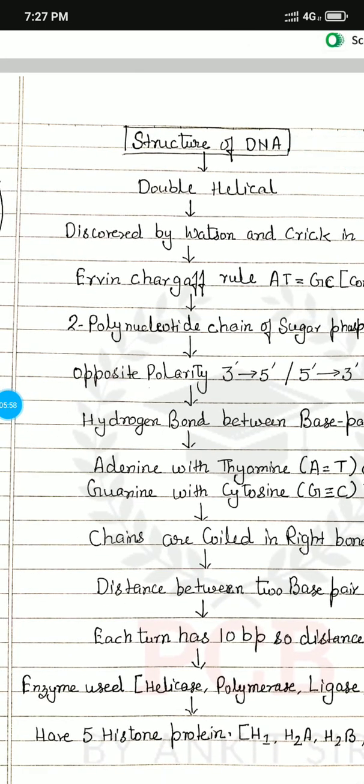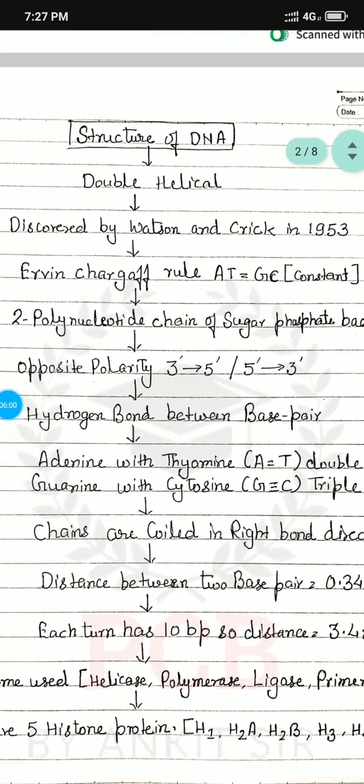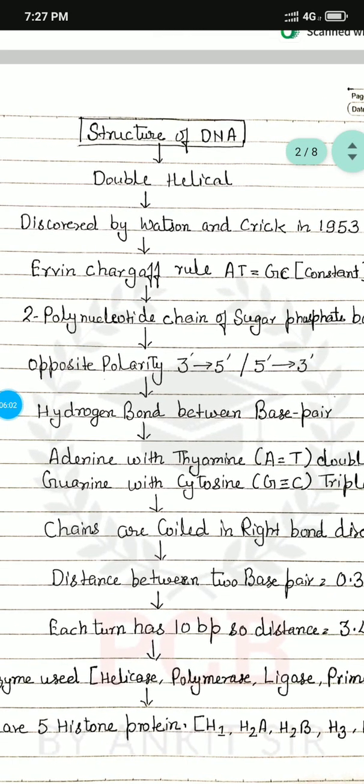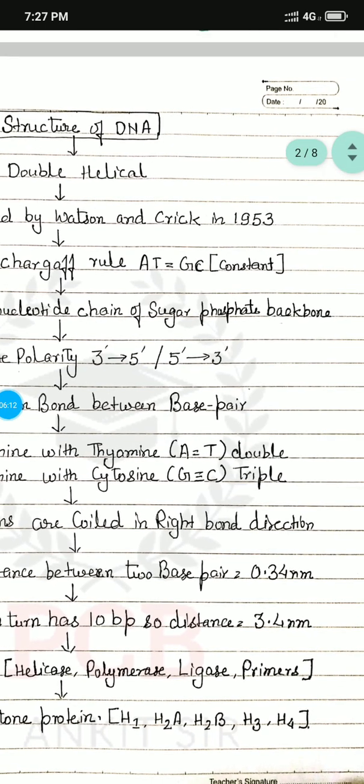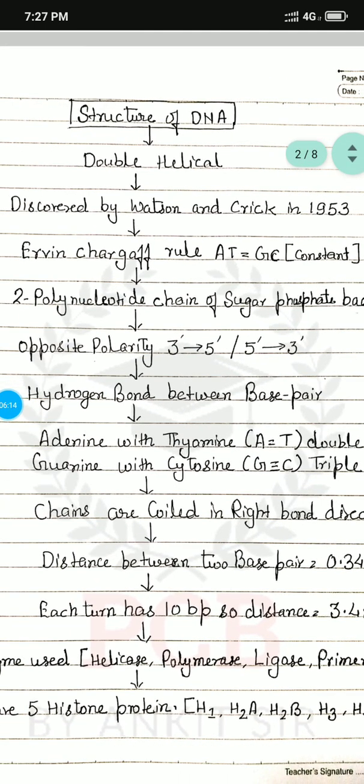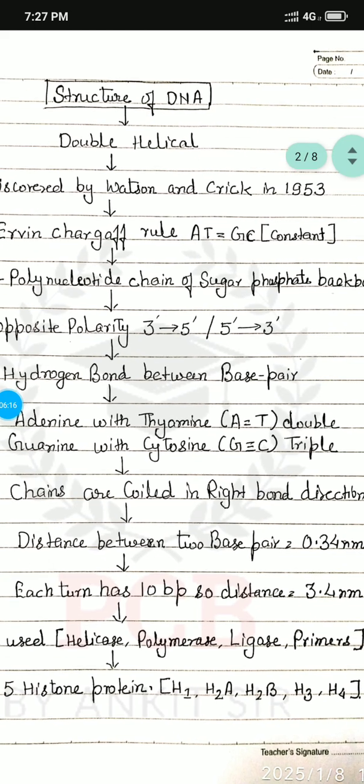Now it consists of two polynucleotide chains with a sugar phosphate backbone, and the polarity is 3' to 5' and 5' to 3'. There are two strands there. The bonding between the base pairs is hydrogen bonding. Adenine combines with thymine with a double bond, and guanine with cytosine by a triple bond.